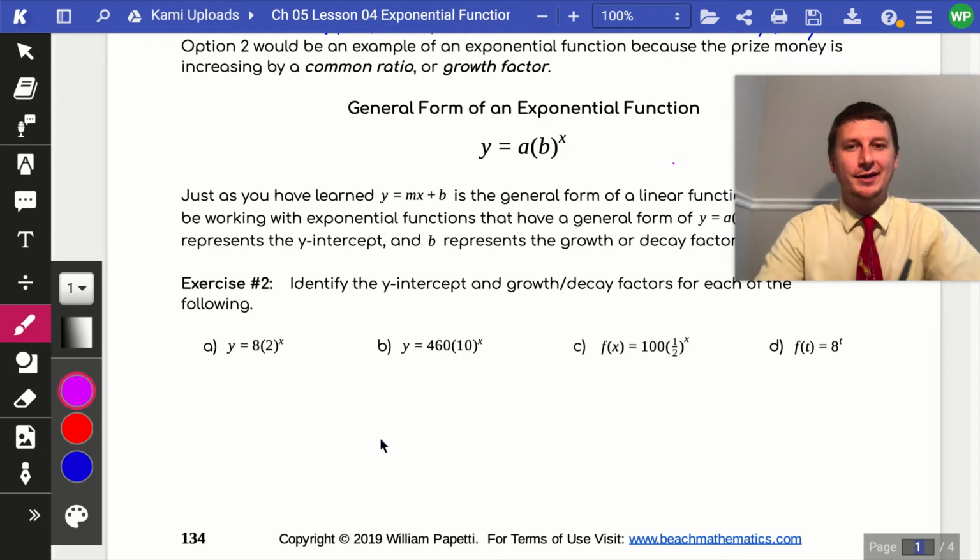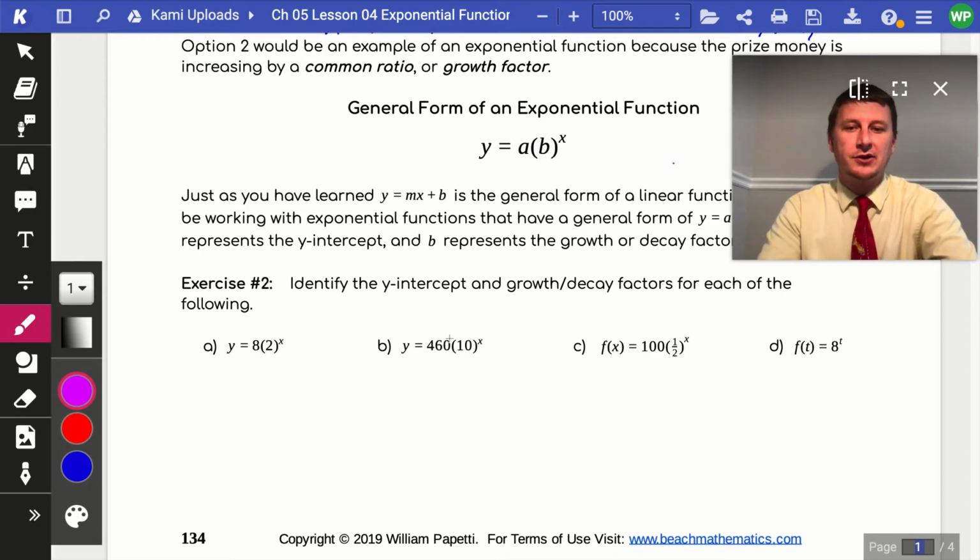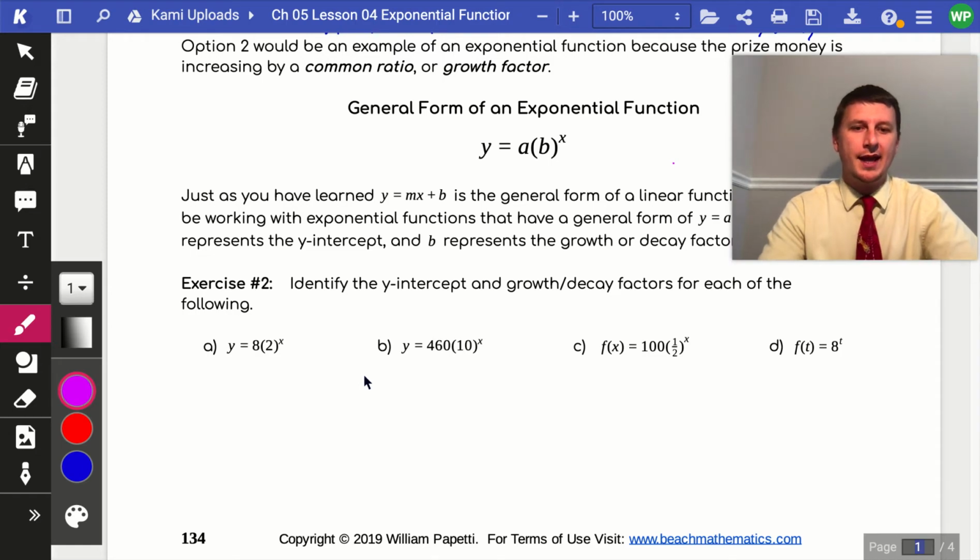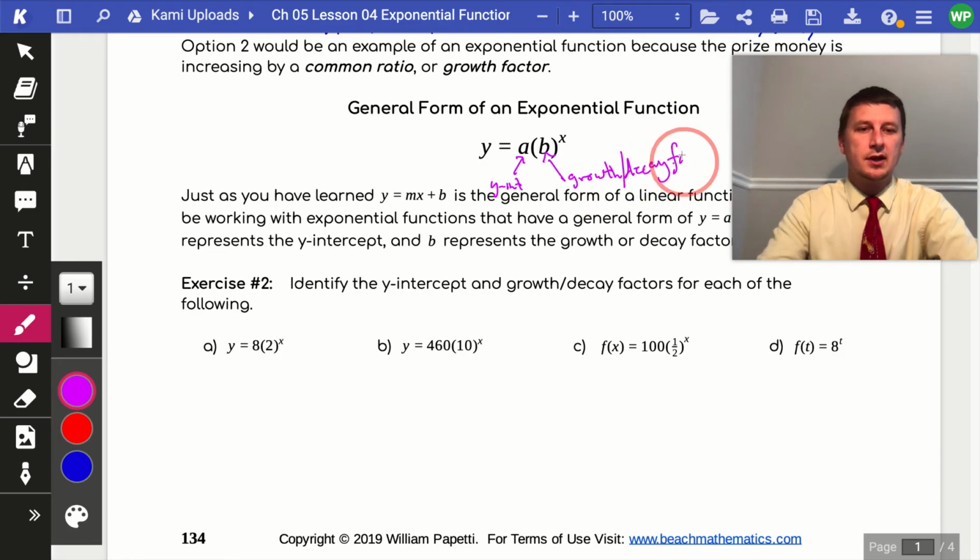In this video, we're going to be looking at exercise number 2 on exponential functions, where it says that we want to identify the y-intercept and growth or decay factors for each of the following. Again, we were given this general form of an exponential function back in the exercise number 1 video. This a value is going to represent our y-intercept, and this b value is going to be our growth or decay factor. So based on these equations, we want to state that y-intercept and what that growth or decay factor is.